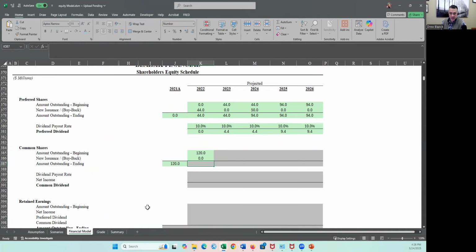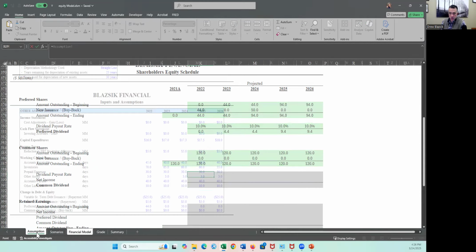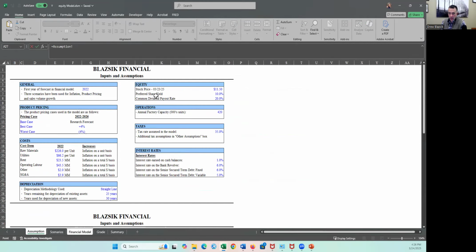And then I want to know what the outstanding ending is. Well, it's going to be the beginning plus the change. That dragged across. So we got our preferred and common. Now we've got to know the dividend payout rate. That again is going to be in the assumptions, just like the preferred. So here's the common payout rate.